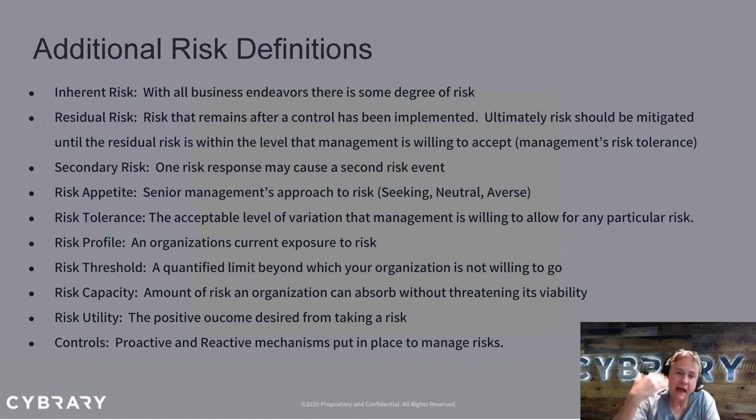So the idea is, when I add a control, usually controls don't totally eliminate risk. Risk elimination is rarely our goal. Now, you can avoid certain risks, but usually we think of mitigating or reducing the risk amount. So I had an inherent risk of stepping on pointy things. That was too high, so I implemented a control or a process, and what's left over is residual risk.